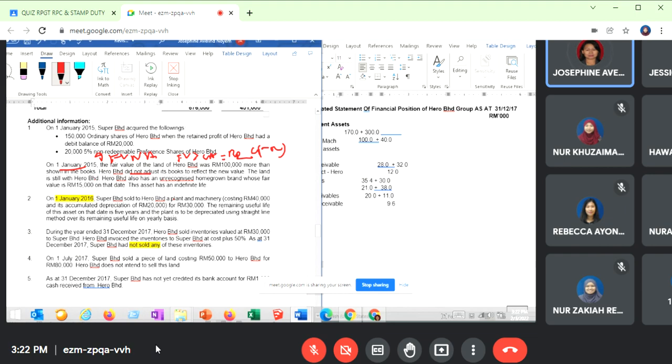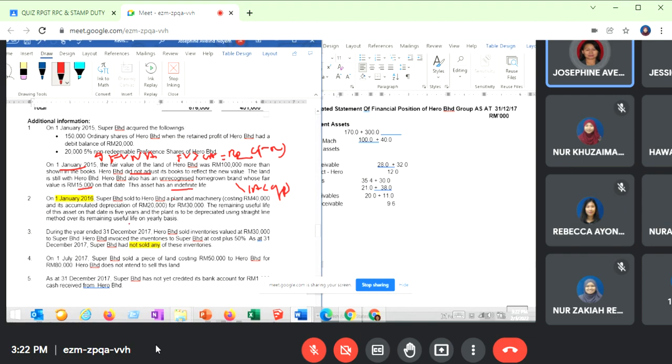Hero has also recognized another item here, a brand, whose fair value is 15,000. So it is an internally generated asset to Hero. On business acquisition, this will become an intangible asset of the group. All right, and it will be recorded at this fair value, and there is no need for you to provide amortization. Okay, right?